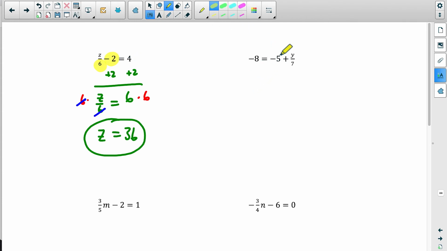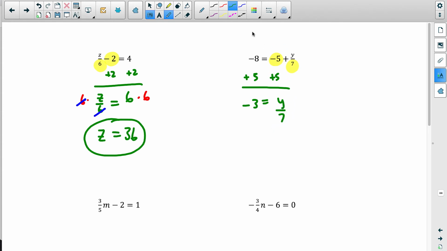Next, we want the Y by itself. We want to get rid of this and this. Which one do we add or subtract? That would be the take away 5 or the negative 5. So we would add 5 to get rid of that. What we do to one side, we do to the other. Negative 8 plus 5. Do you have more negatives or positives? Negatives. How many more? 3. Okay, 5's are gone. You still have Y over 7.